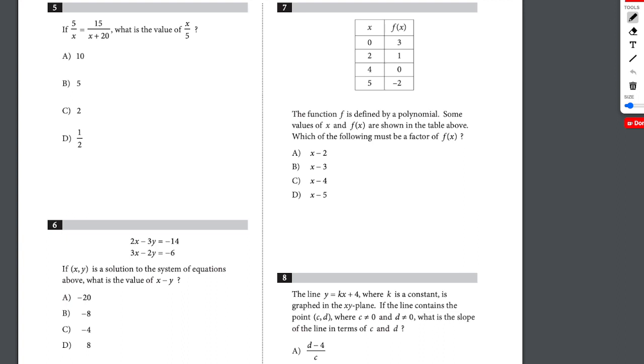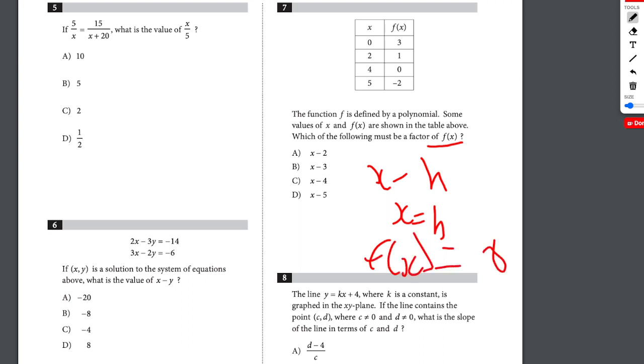So they're asking: some values of x and f of x are shown in the table above. Okay, we've got x and f of x. Which of the following must be a factor of f of x? Okay, factor. So let's see. Luckily they're all in the form of x minus h, where when x equals h, then f of x becomes 0.